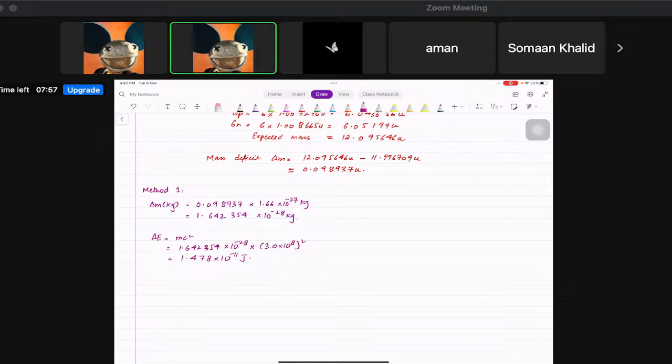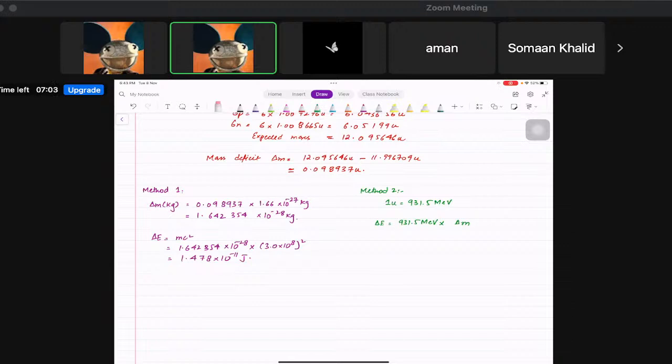Method 2 is a bit different. I'm going to use a different color. So sometimes in the exam, he's going to give you a value of 1 U. The standard value is this, but it could be a little different if he gives you some value, maybe 930, maybe 932, something like that. So this is a standard value. So if 1 U is 931.5 MeV, we can say that the change in energy will be equal to 931.5 MeV multiplied by delta M. From this formula you can find this value.